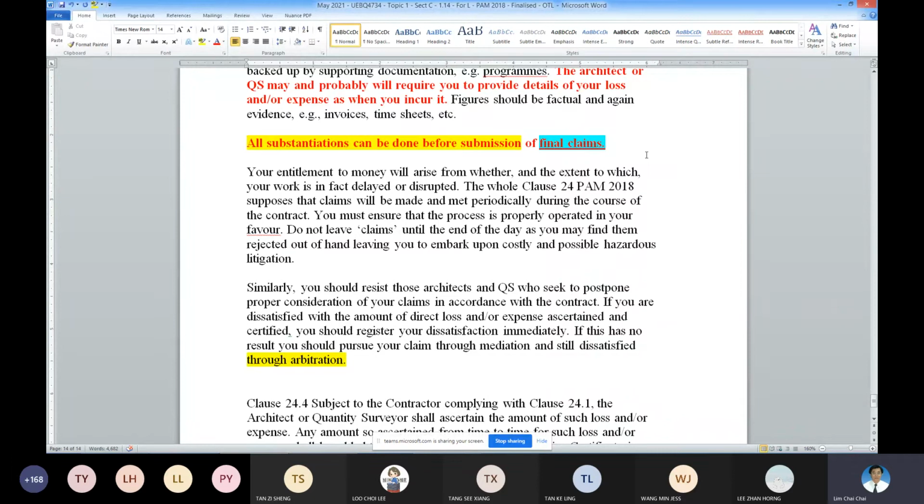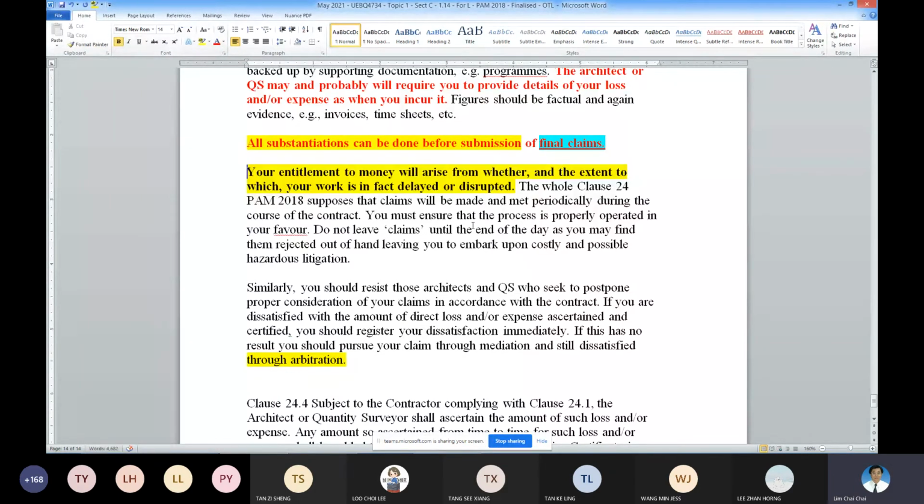Okay, so you must show that these are the things that happen. Okay, so whether they are delayed or disrupted.